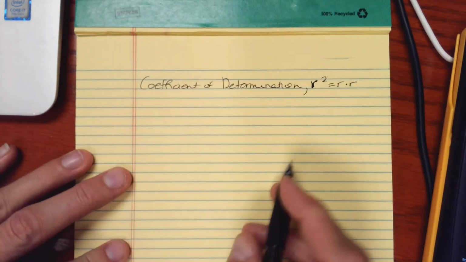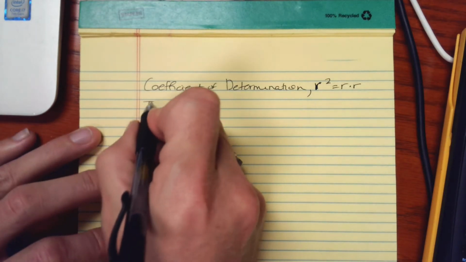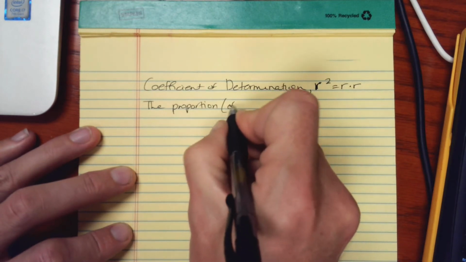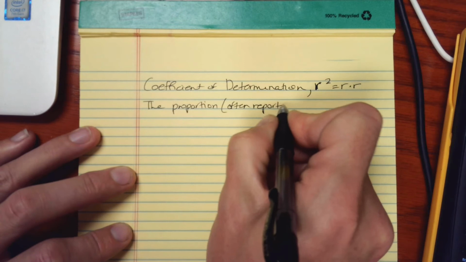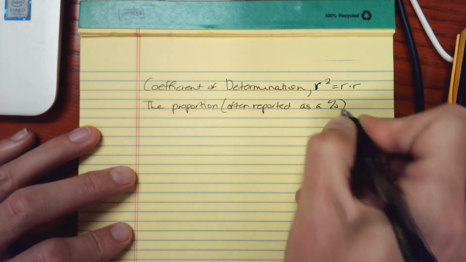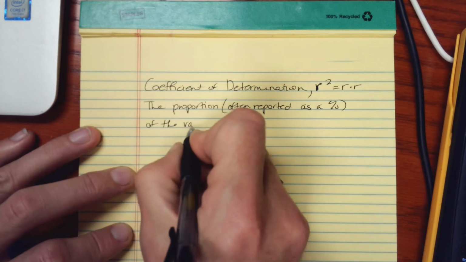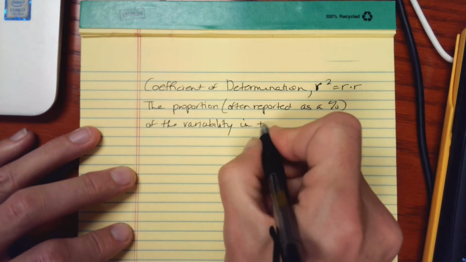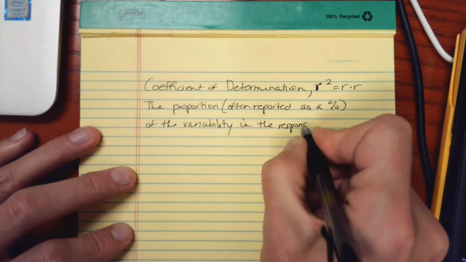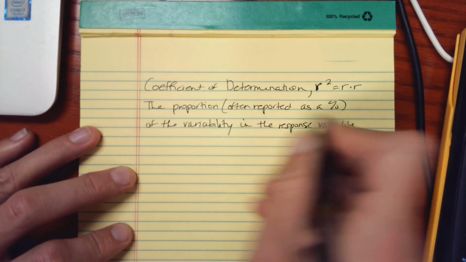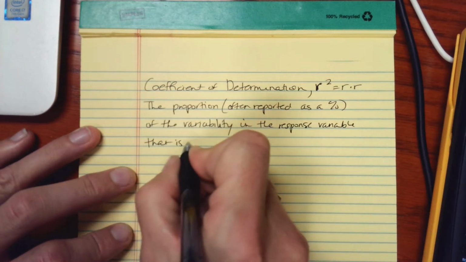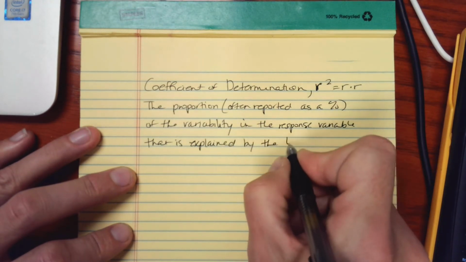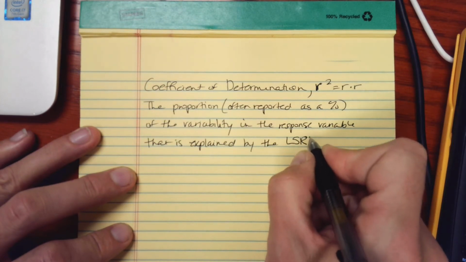And what this means is this gives us the proportion, often reported as a percent, of the variability in the response variable that is explained by the least squares regression line.